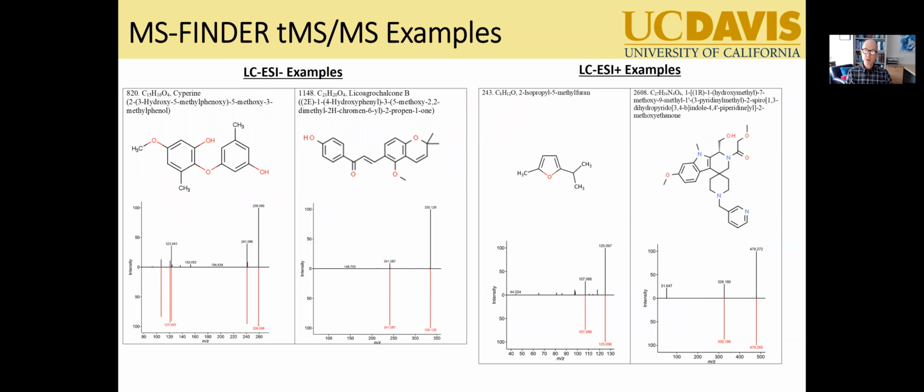So just to give you a couple specific examples of things that are pulled out from the MS Finder exercise, these are 2 LC ESI negative on the left and 2 LC ESI positive compounds. The red spectral lines are the in silico predicted fragments, and the black lines are the accurate mass fragments measured in this MS-MS experiment that we performed.